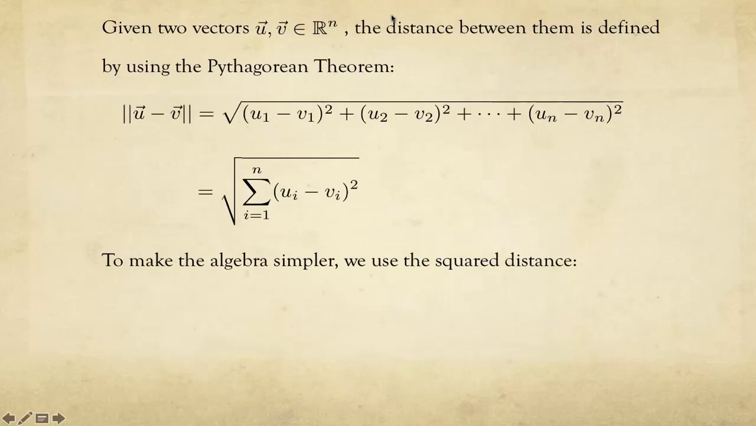And to make the algebra simpler, we're going to be using the square distance. The square distance is simply this expression squared, so there's no square root. We're going to define the square distance between two vectors as the sum of the squares. And this will be a little bit easier when we do some of the calculus later.